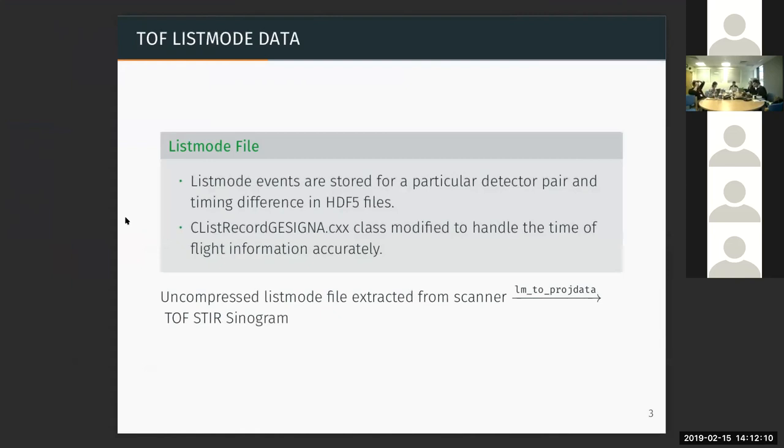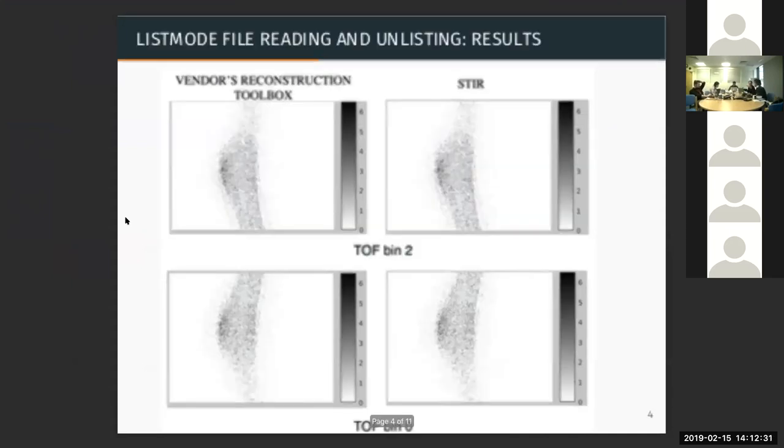So it's all in HDF5, and so we have the relevant classes there. If you have an uncompressed list mode file, we can handle it, but we can't handle compressed data because we don't know what the compression algorithm is, and GE won't disclose that. So you need to uncompress it on the scanner, and then Stellar will just handle it.